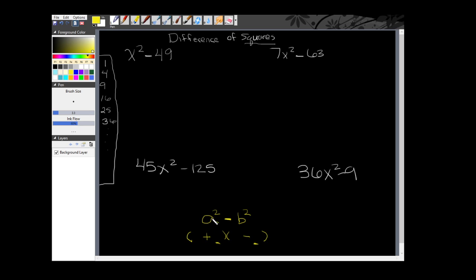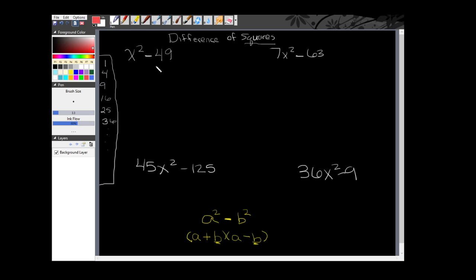Now, once we've done that, the rest is really easy work. You take the square root of a squared. That'll be your a value, which you'll put here and here. Then you take the square root of your b squared, and that'll get you a b value, which goes here and here. I find that most students are able to recognize the difference of squares pattern, but they struggle with remembering it amongst all of the other factoring patterns that we learn. So let's go ahead and do a couple of examples.